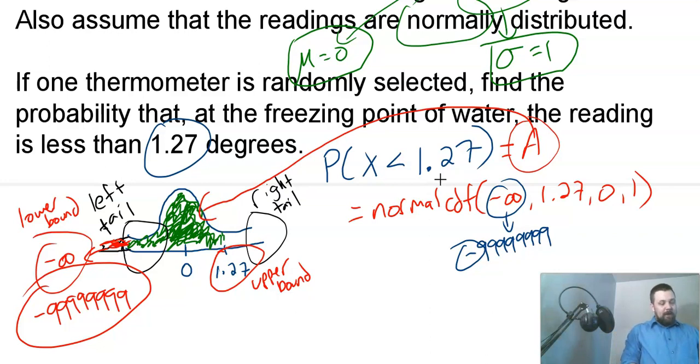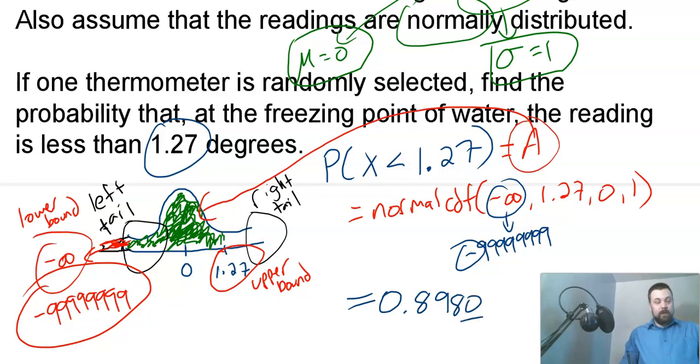So negative 9999999, bunch of nines, comma 1.27, comma 0, comma 1. Close the parentheses. I think if you forget to do that, it doesn't care. It still does the calculation just fine. And I get 0.8980.